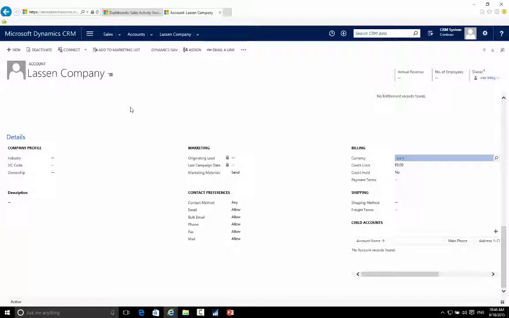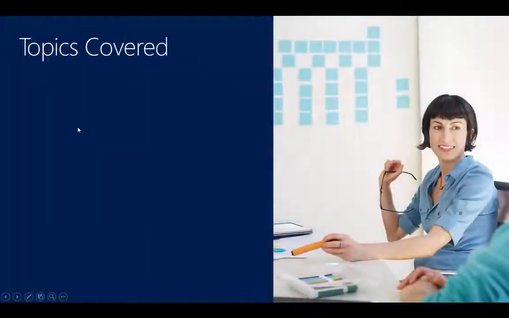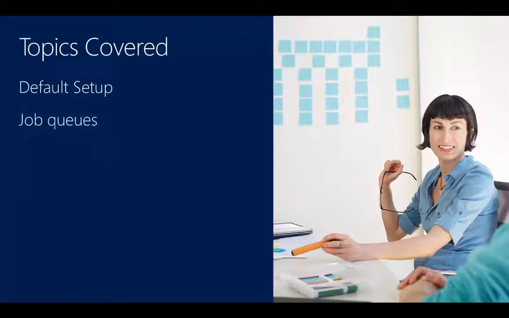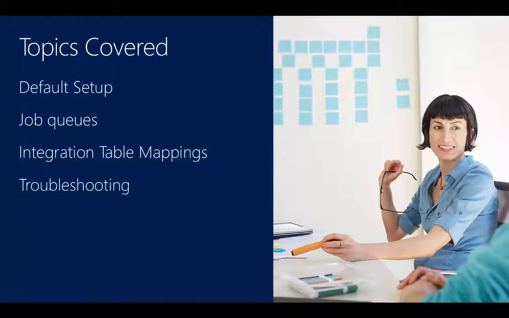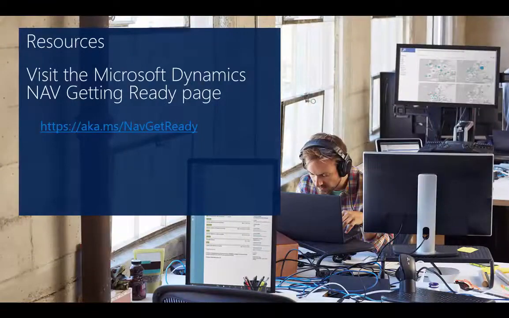You can now look at the error messages directly from Dynamics NAV, which is great, of course. Let's go back to the slides. So what did we cover in this video? We covered the default setup. We covered the job queues, we looked at integration table mappings, and we did some basic troubleshooting, just to show you how it works. If you need more information, you can look at the NAV Get Ready page.